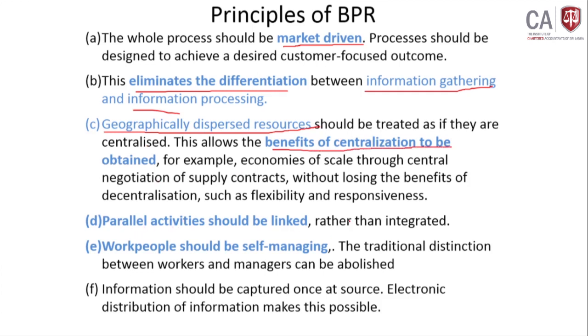Parallel activities should be linked rather than integrated. In parallel, you may be doing some activities which are not linked with your system. You can link those parallel activities with your system. Workers should be self-managing. It means they must be empowered to do their work by themselves. The traditional distinction between workers and managers can be abolished.